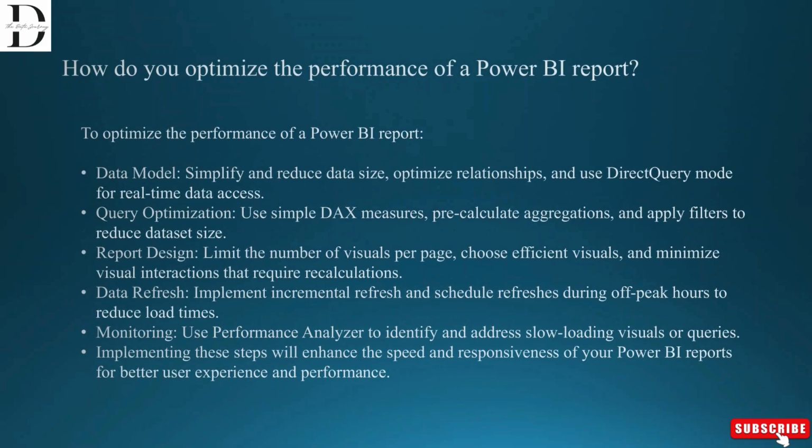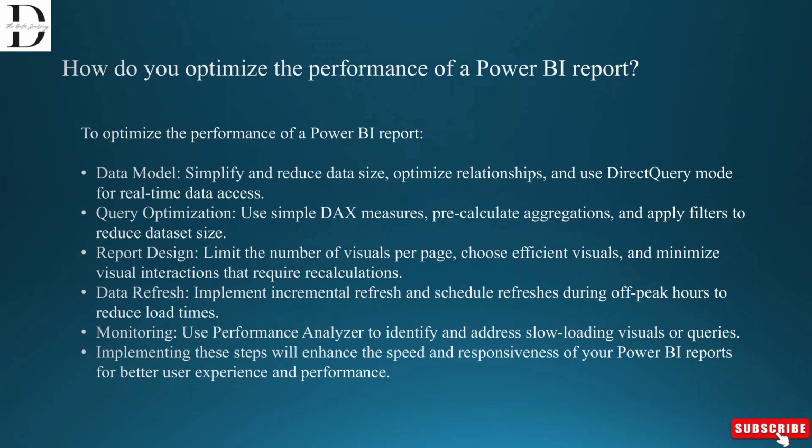How do you optimize the performance of a Power BI report? To optimize the performance of a Power BI report. Data model. Simplify and reduce data size, optimize relationships, and use direct query mode for real-time data access. Query optimization. Use simple DAX measures, pre-calculate aggregations, and apply filters to reduce dataset size.